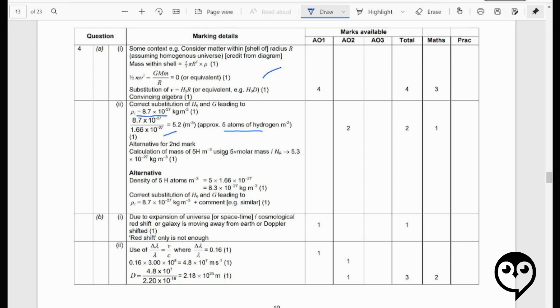You could have done it a couple other ways. You could have done it using molar mass. You could have done Avogadro's number. You could have done a bunch of things. You could have figured out the density of 5 atoms. You could have, but do it the way you like and the way you're going to be quick and mistake-free.